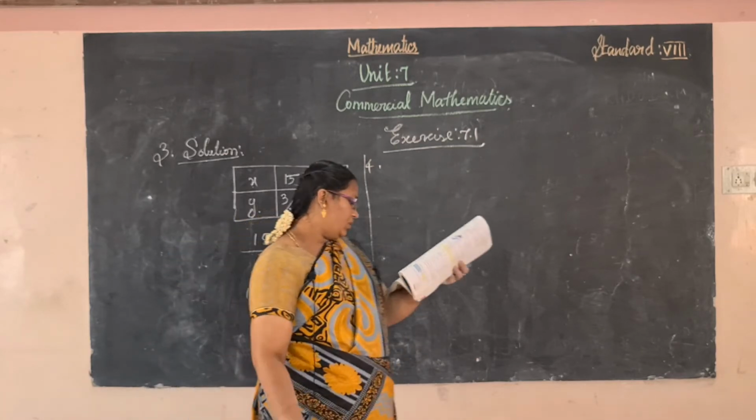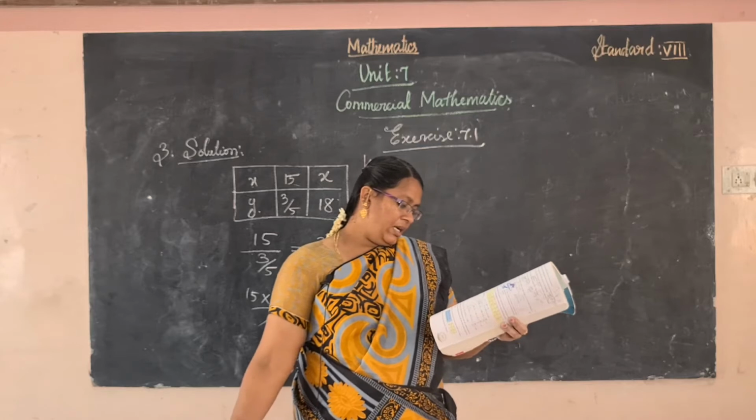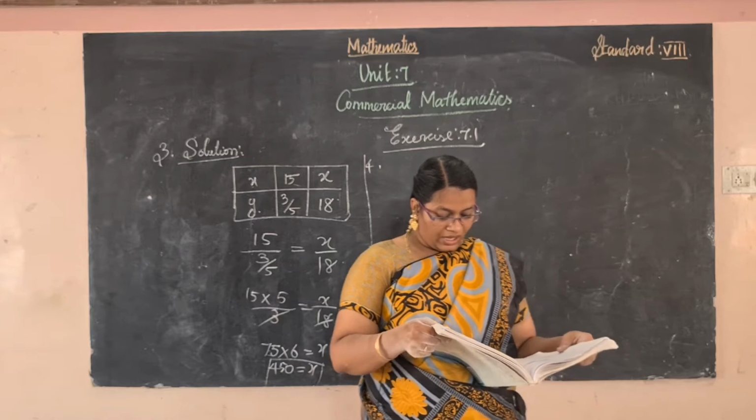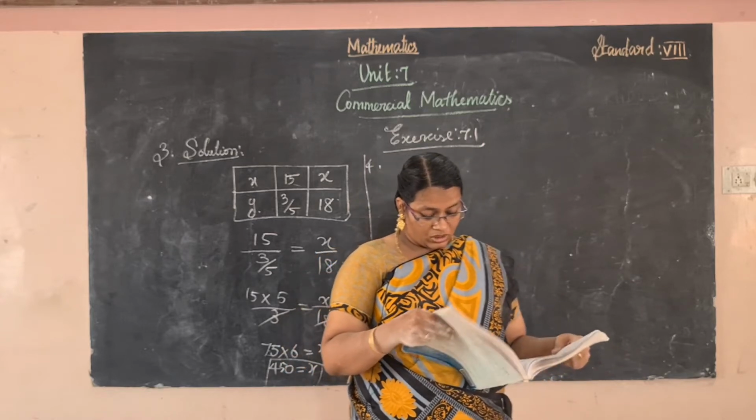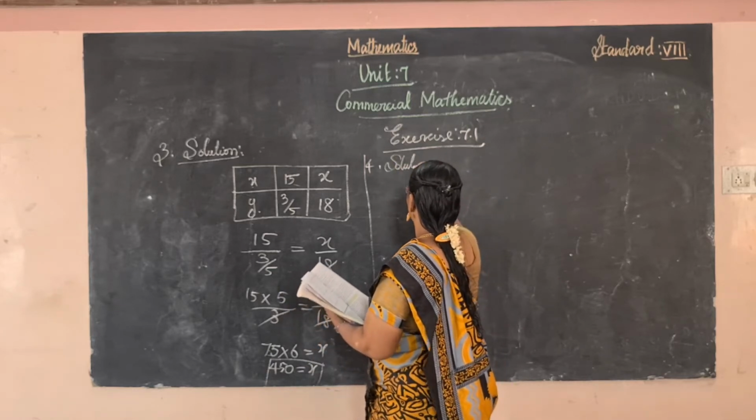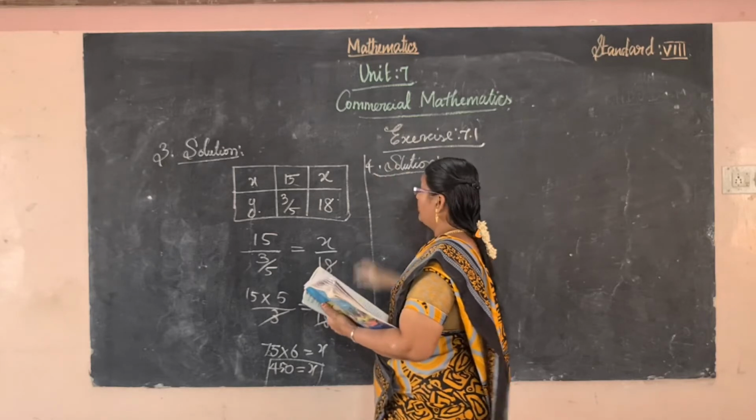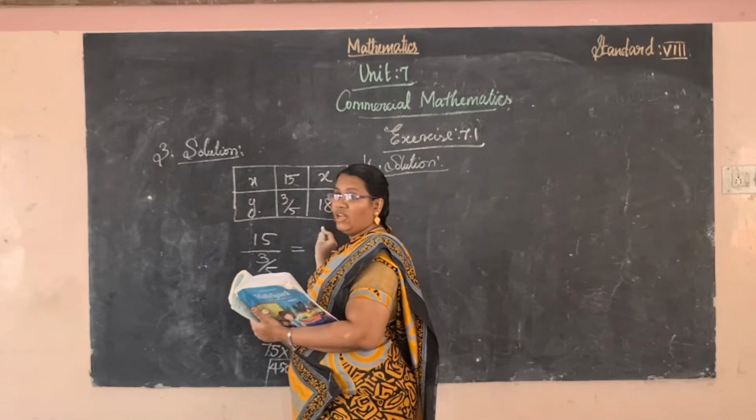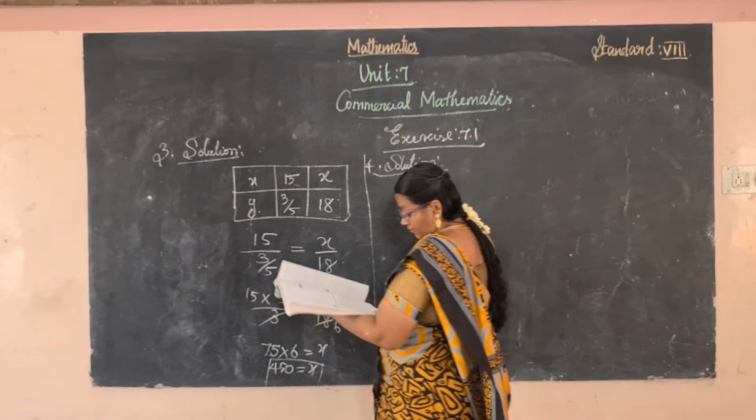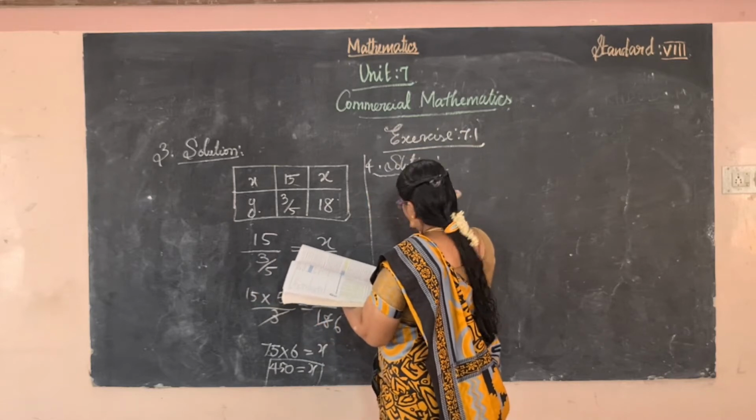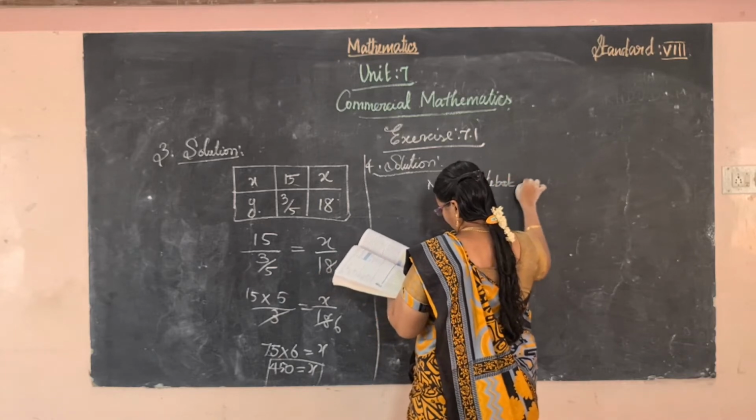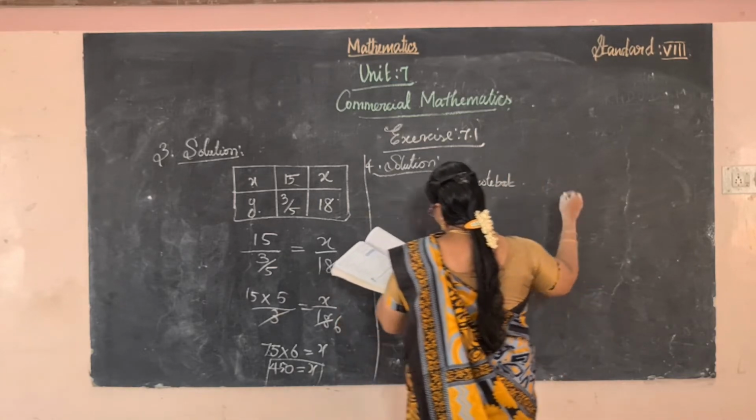Next, the fourth problem. Radhika bought 50 notebooks for rupees 390. So the cost of 50 notebooks is rupees 390. Find the cost of 8 such notebooks. Here x and y are in direct variation. You should write the number of notebooks and the cost.